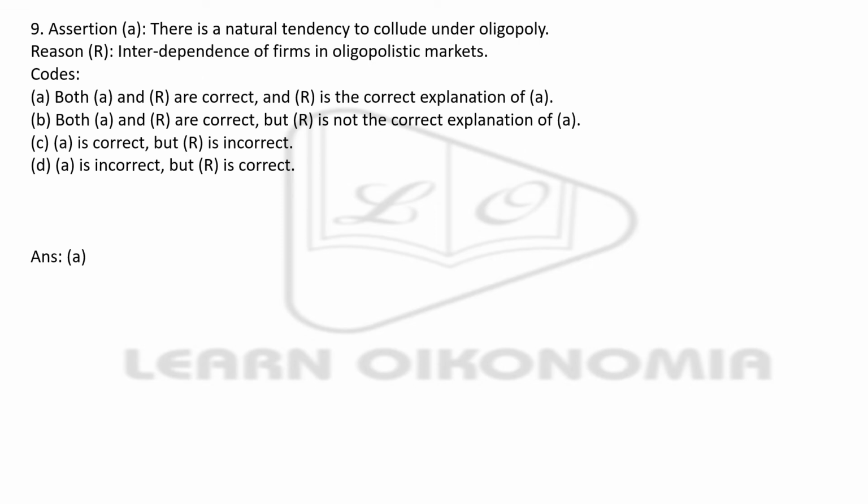Next question, you are given assertion and reason, and you have to see which is correct. First one, the assertion is that there is a natural tendency to collude under oligopoly. Then the reason is interdependence of firms in oligopolistic markets. You have to see that both of these are correct. Both the assertion as well as the reason are correct, and the reason is considered to be the correct explanation for the assertion. Next question.